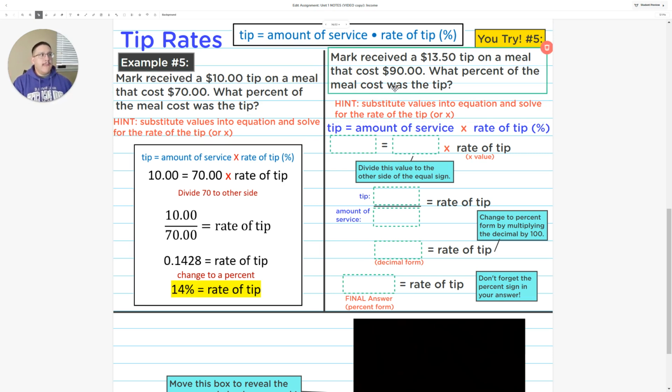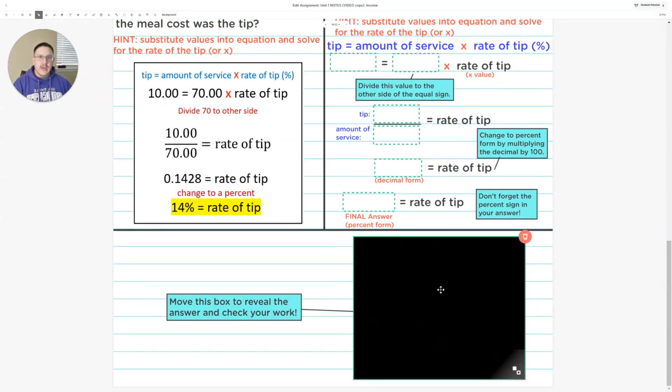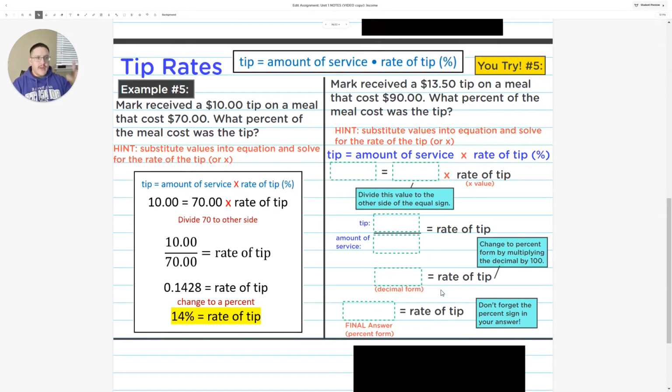You try number 5. Mark received a $13.50 tip on a meal that cost $90. What percent of the meal cost was the tip? So, again, using that equation, tip equals amount of service times the rate of the tip, we're going to fill in what we know. I almost solved the problem before I got y'all to try it. So, go through the problem, see if you can figure it out on your own, get the final answer, and if you're on ClassKick, you can move this box to check to see if you did everything correctly. So, pause the video, try this on your own. Otherwise, I'm going to continue on and show y'all how to do this.